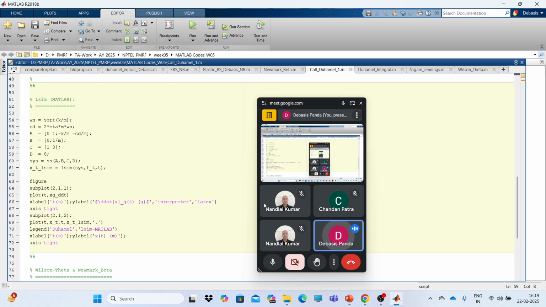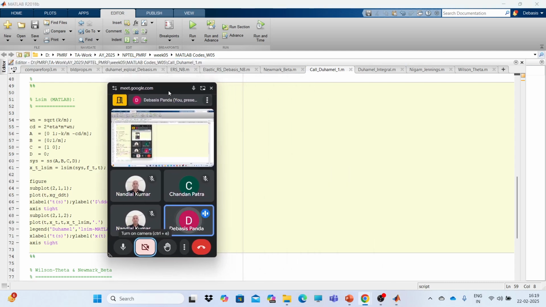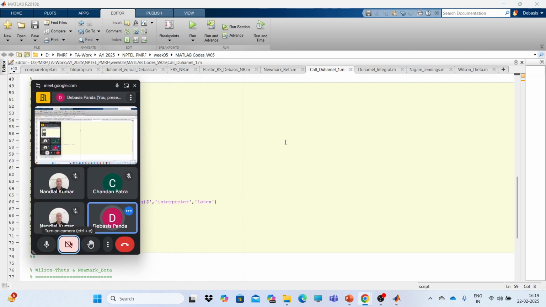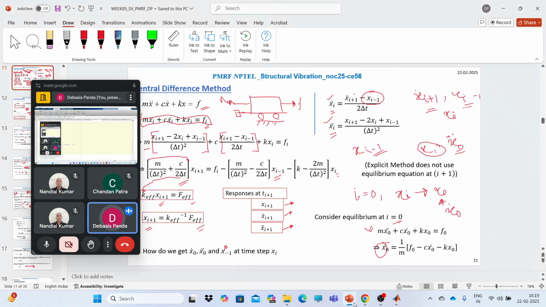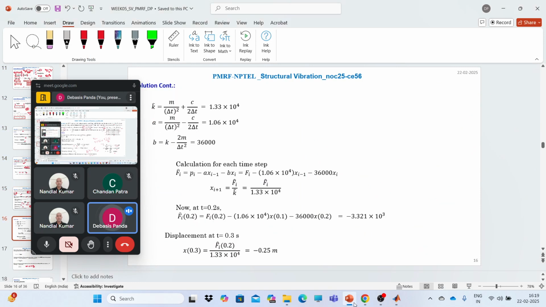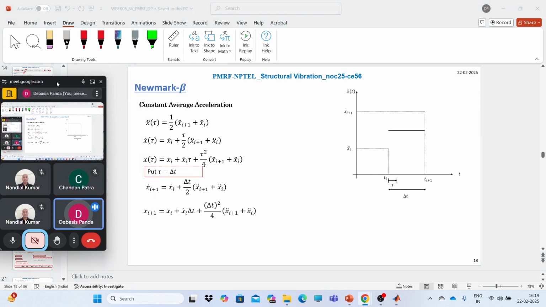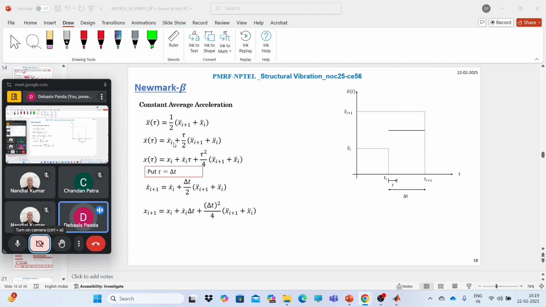Now we have two important methods. One is Newmark-β and one is Wilson-β. Among them, the most popular method is the Newmark-β method. Within the Newmark-β method, we have two different approaches to solve it. The first one is the constant average acceleration method. The basic assumption of this Newmark-β constant average acceleration method is that my acceleration will be constant in between two time steps.